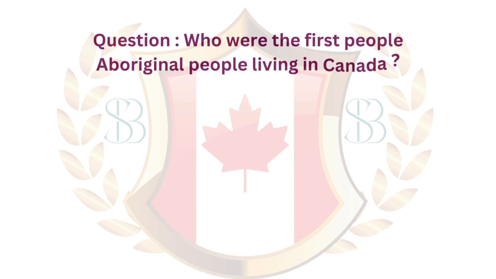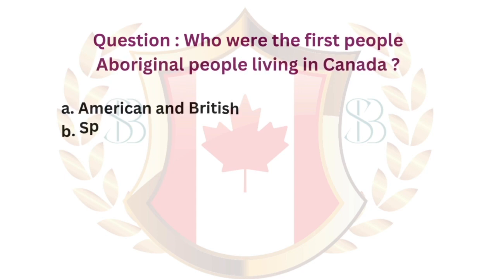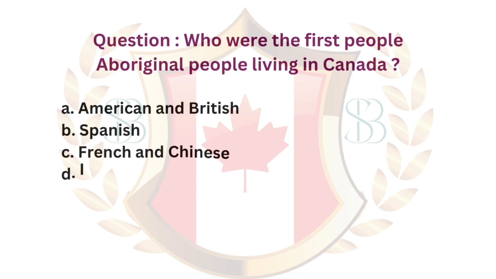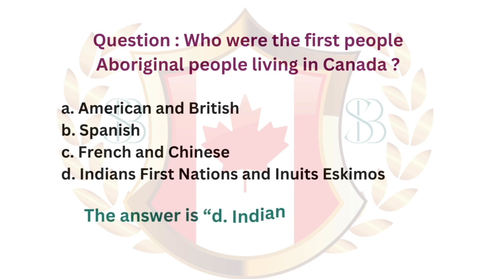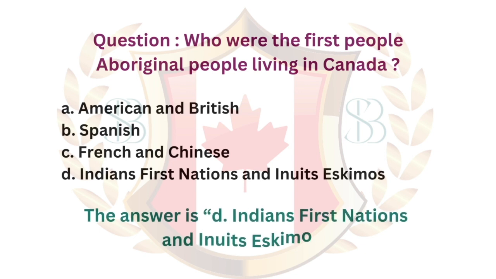Question. Who were the first Aboriginal people living in Canada? A. American and British. B. Spanish. C. French and Chinese. D. Indians, First Nations, and Inuits, Eskimos. The answer is D. Indians, First Nations, and Inuits, Eskimos.